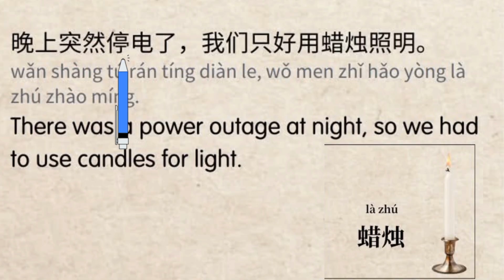晚上突然停电了，我们只好用蜡烛照明。There was a power outage at night, so we had to use candles for light. Let me highlight the words we just learned. 蜡烛. Hope you learn it.